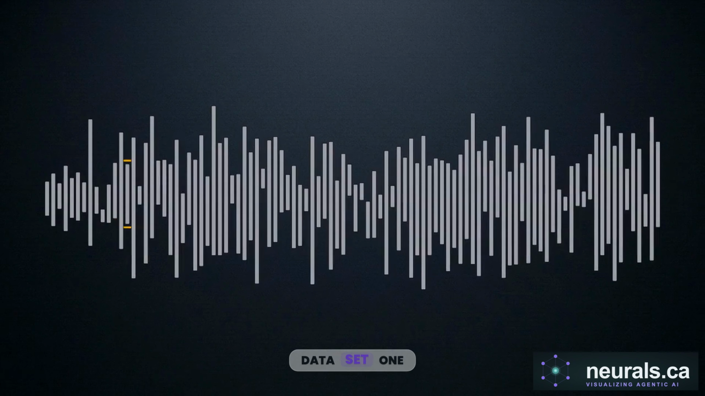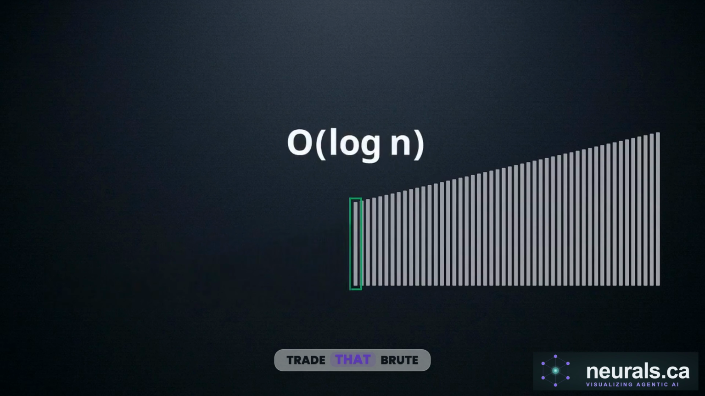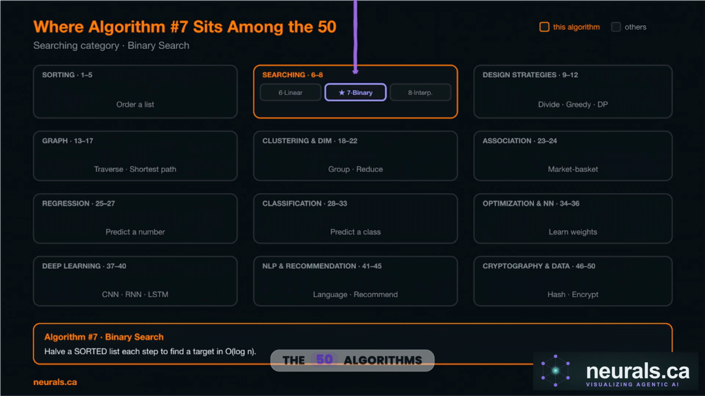Last time, we looked at linear search, scanning a dataset one item at a time. It works, but it requires brute force. Today, we need to trade that brute force for exponential speed. Looking at our map of the 50 algorithms, binary search sits right here in the searching category, positioned as the logical upgrade to linear scanning.